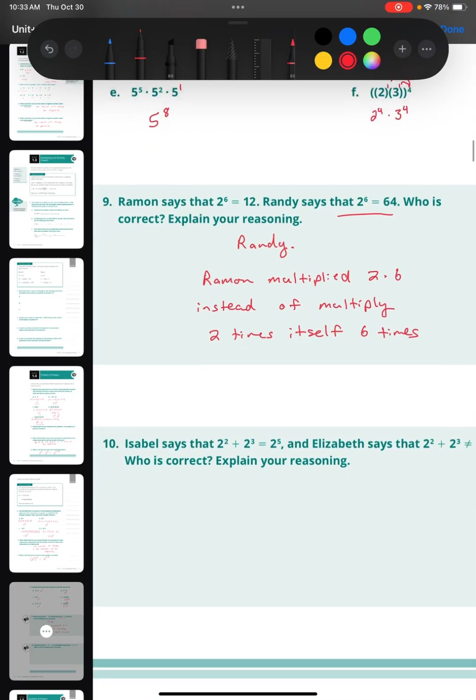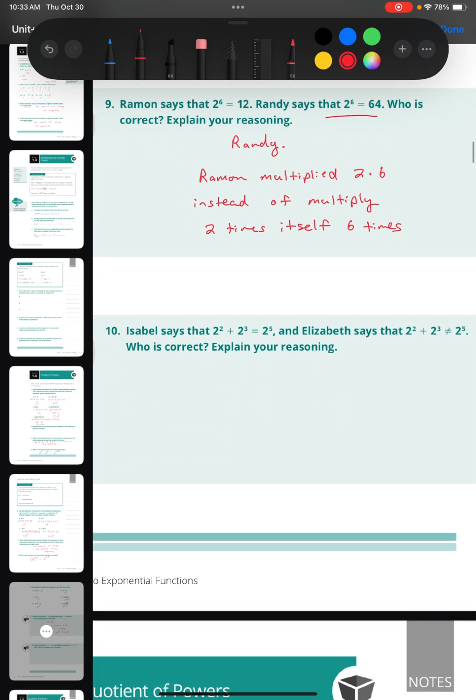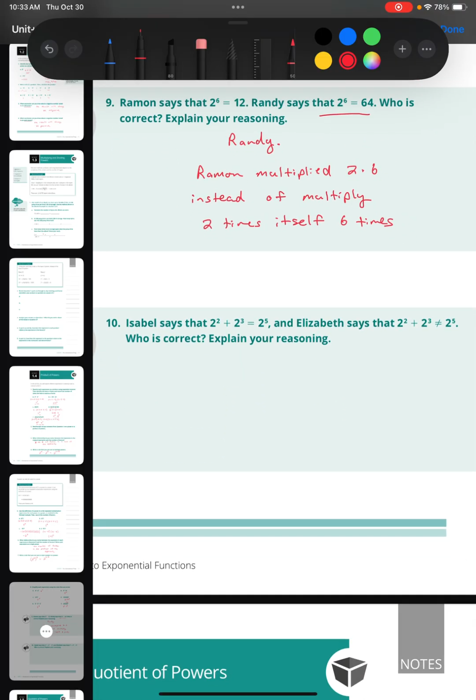Very common mistake. You've got to be careful about that. And then Isabel says 2 to the 2nd plus 2 to the 3rd equals 2 to the 5th. Elizabeth says that 2 to the 2nd plus 2 to the 3rd does not equal 2 to the 5th. Who is correct? Well, Elizabeth is correct. And another common mistake is being pointed out here.